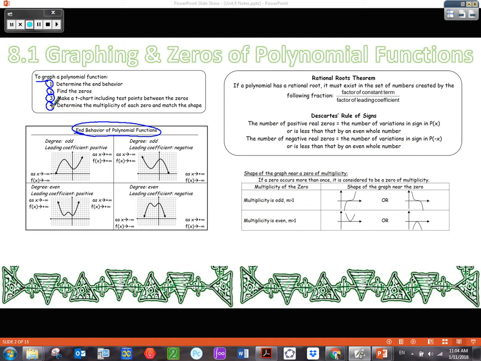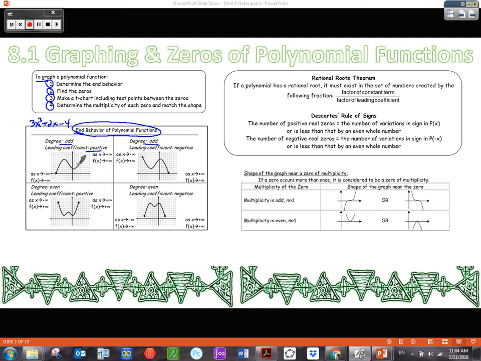If the degree of the polynomial is odd, for example, 3x cubed plus 2x minus 4. Okay, so my leading term, the degree is odd, it's 3. So if the degree of the polynomial is odd, that is the top two boxes. If the leading coefficient is positive, then the graph is going to start down and end up, like this. This leading coefficient would be positive, so the graph would start down and end up.